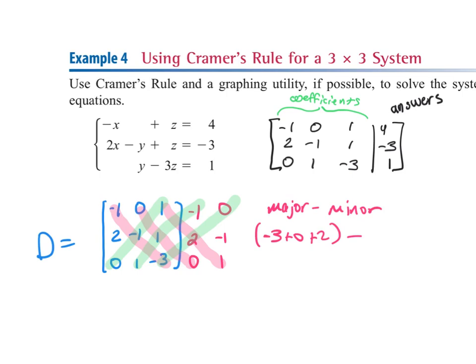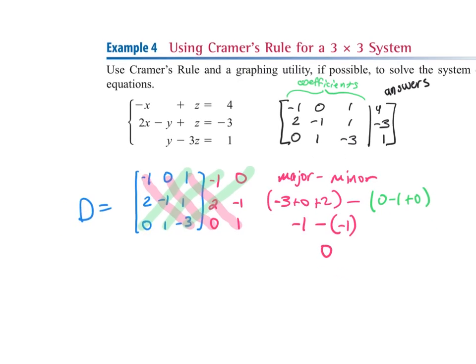Everybody with me? Okay, so what is 0 times negative 1 times 1? 0. What's 1 times 1 times negative 1? Negative 1. And negative 3 times 2 times 0? 0. So I'm left with negative 3 plus 2, which is negative 1, minus what? Negative 1. Negative 1 minus negative 1 is? It's 0. Okay, so my determinant here is 0.